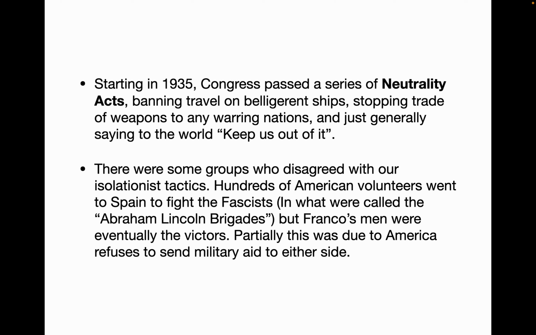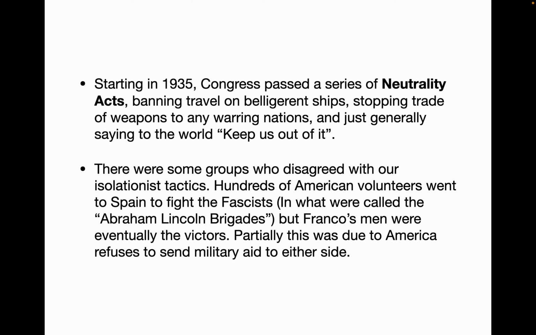Now, in 1935, Congress was trying to stay out. They passed a series of neutrality acts, basically saying, this is a bit of both-sidesism here. We are staying out of the conflict entirely. We don't care if you're the British. We don't care if you're the Germans. If you are fighting, we are not trading with you. And so that banned travel on warring ships. It stopped the trade of weapons to any warring nations, and generally just said, we're not interested.